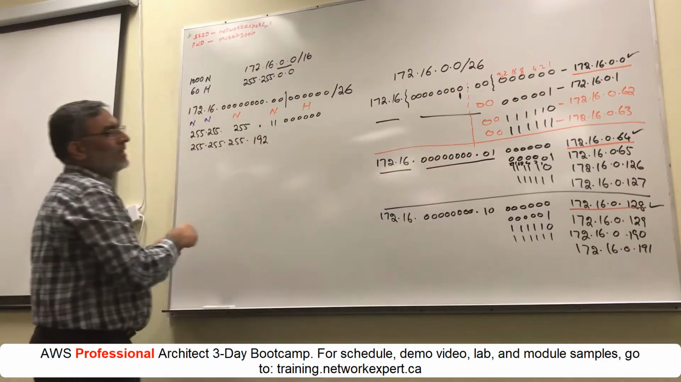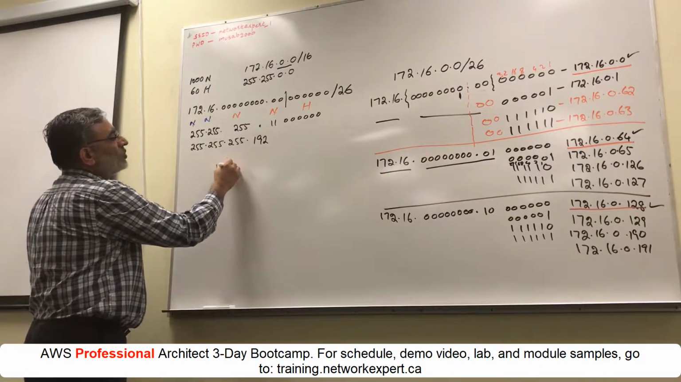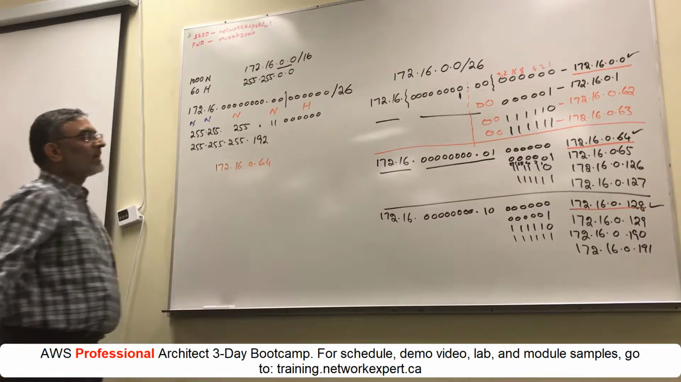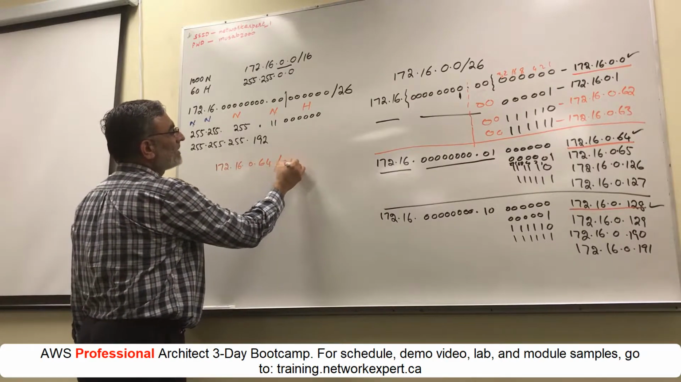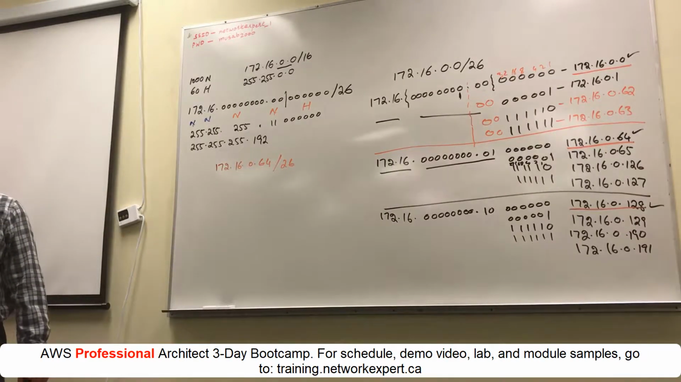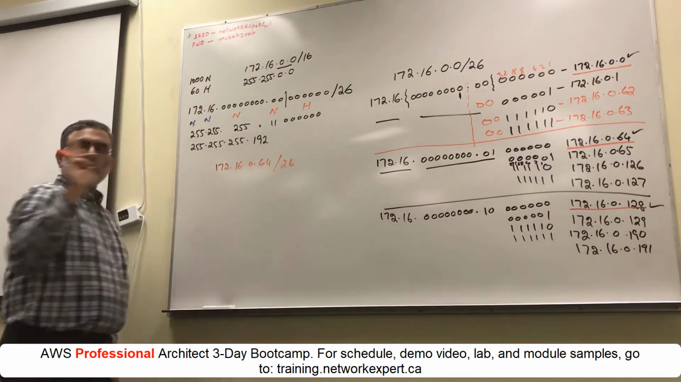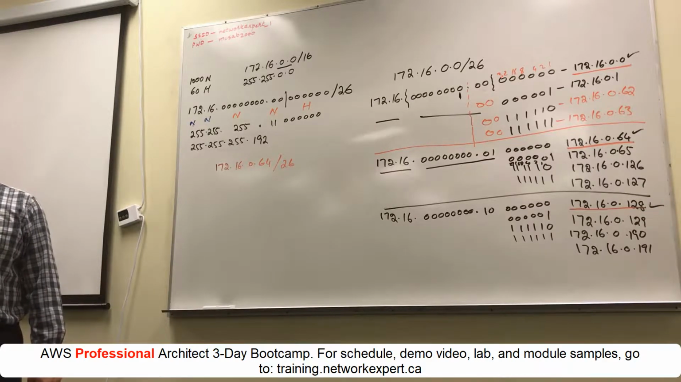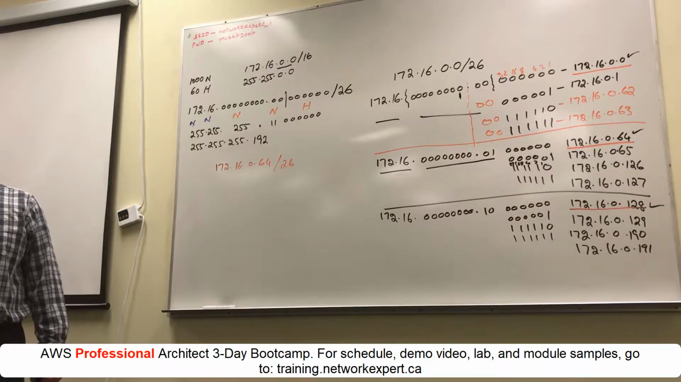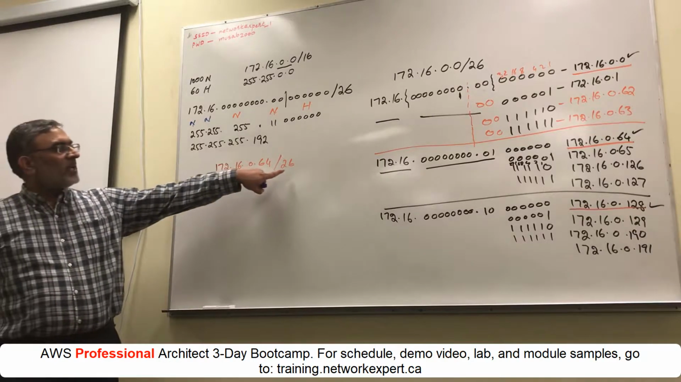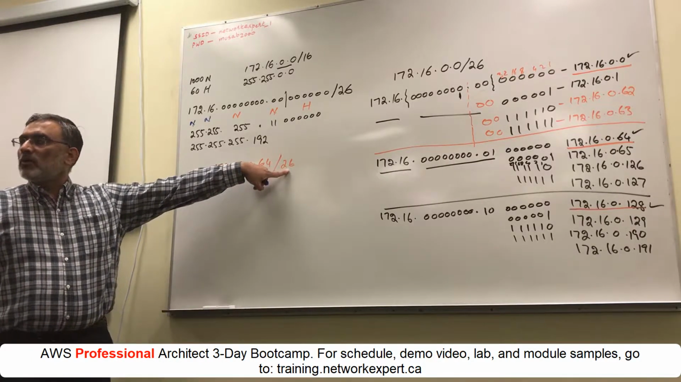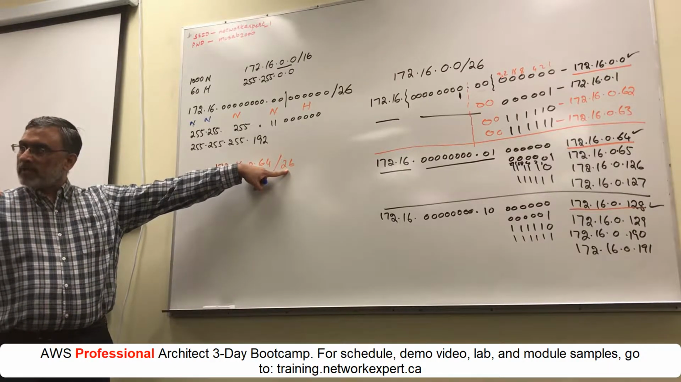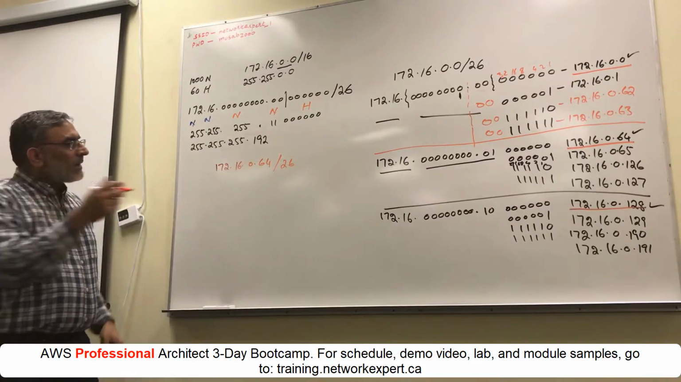Let's suppose I take this one. I will take 172.16.0.64 as my network address, which is /26, and I break it down further. If I want just 2 valid IP addresses, I need just 2 bits in the host portion. Here, how many bits do we have in the host portion? 26 is the network portion, 32 minus 26.